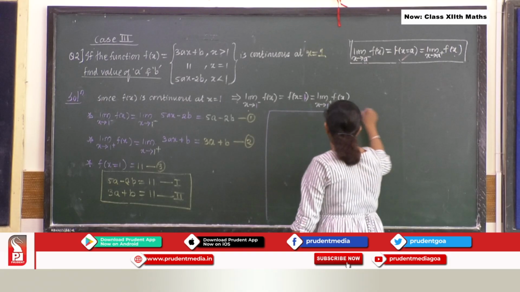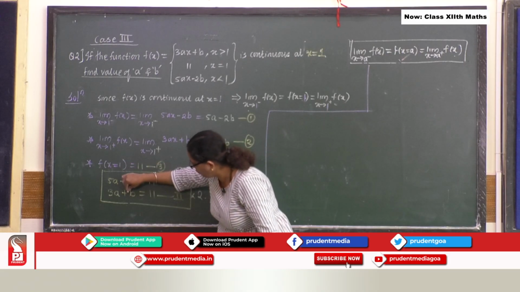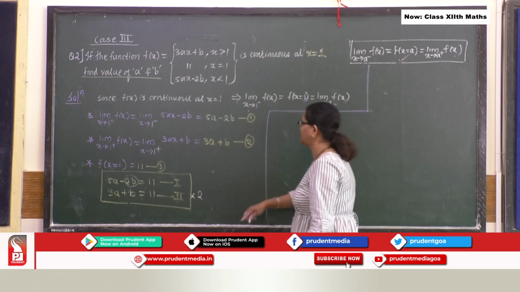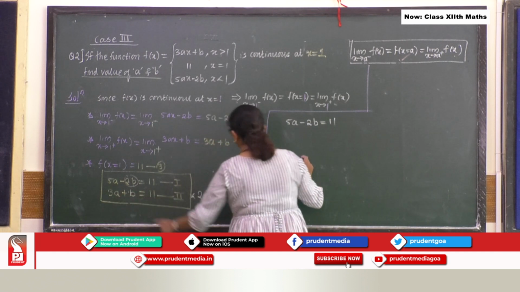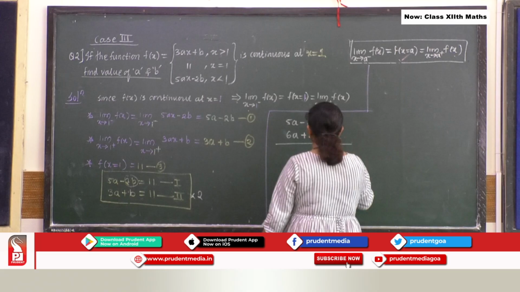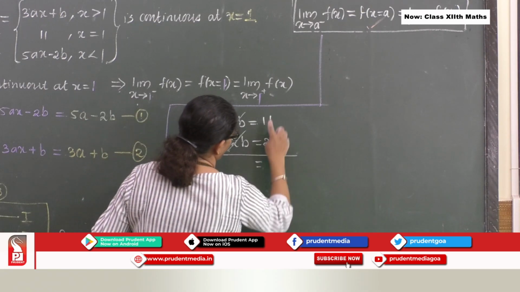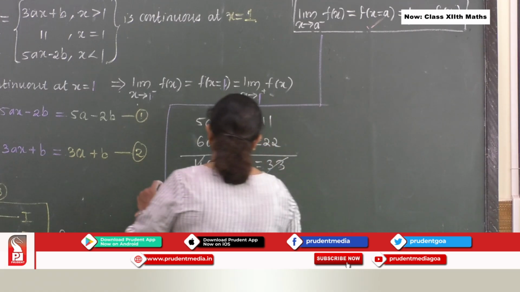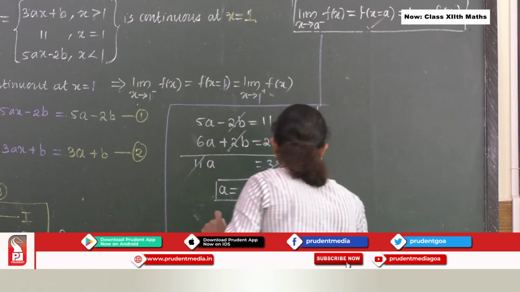Here you can see it's 2b, and here there is just b. So I want 2 to come over here, so I will multiply the second equation by 2. The first equation I will keep as it is, 5a minus 2b equal to 11, and when I multiply the second throughout by 2, I will get 6a plus 2b equal to 22. So when I proceed, this and this get cancelled. I will get 6 plus 5, that is 11a equal to 33. 11 threes are 33, so I get a equals 3.